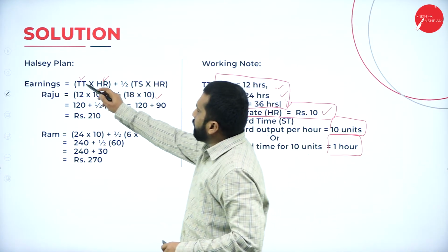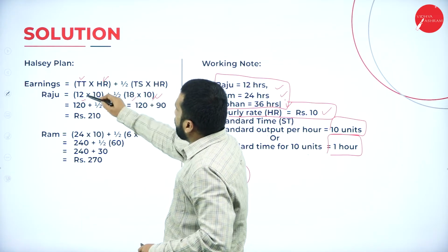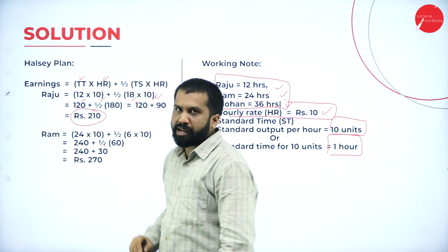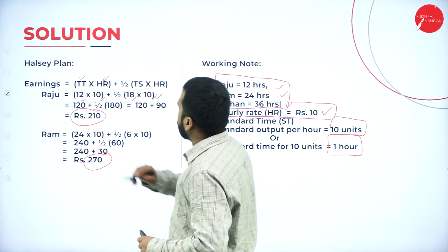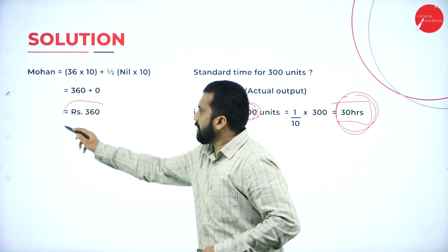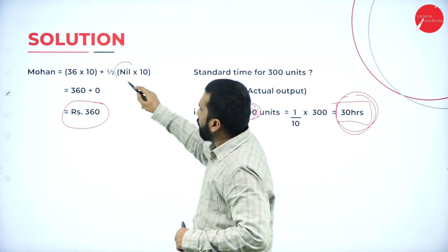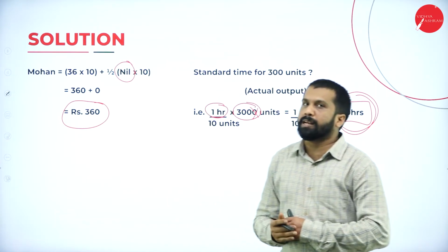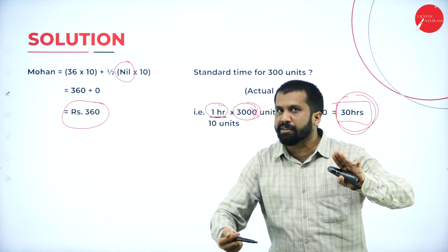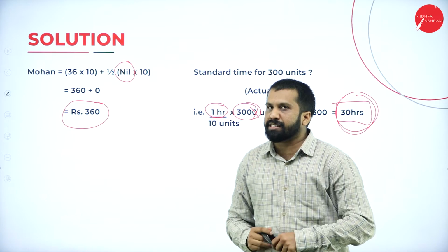As per this, time taken is 12, hourly rate is 10, time saved is 18, hourly rate is 10. If you calculate, your final answer will be 210. Similarly, you will get 270. Similarly, for the last person, it will be 360. Remember, time saved we have taken as 0 for the last person. Why? Because standard time is 30 hours, but he completed in 36 hours. He has taken 6 hours more, so there is no time saved.